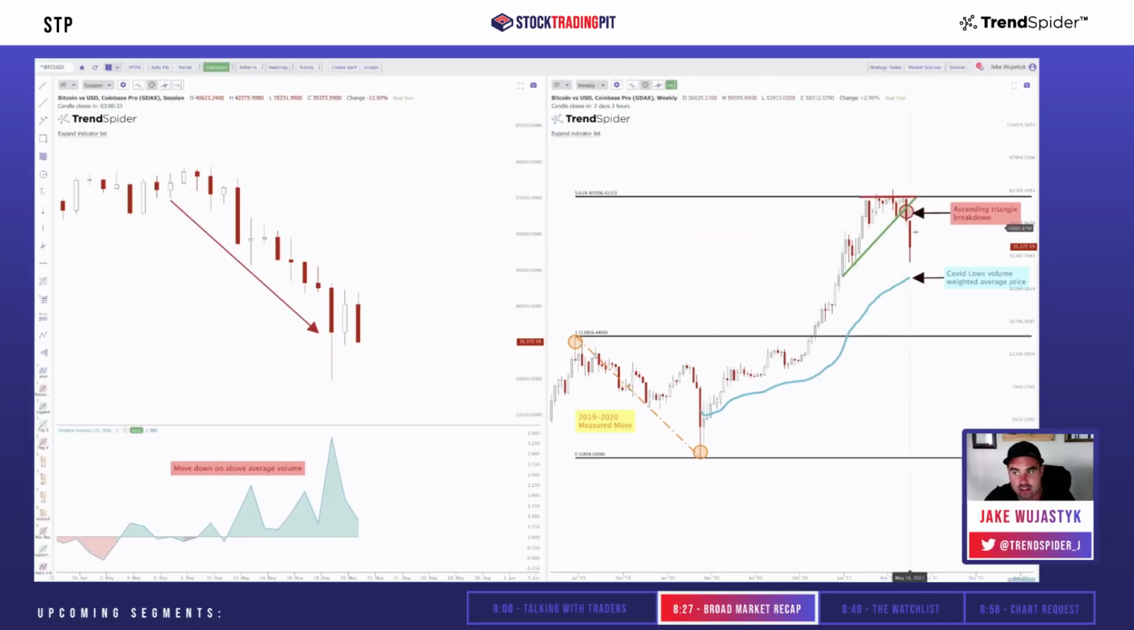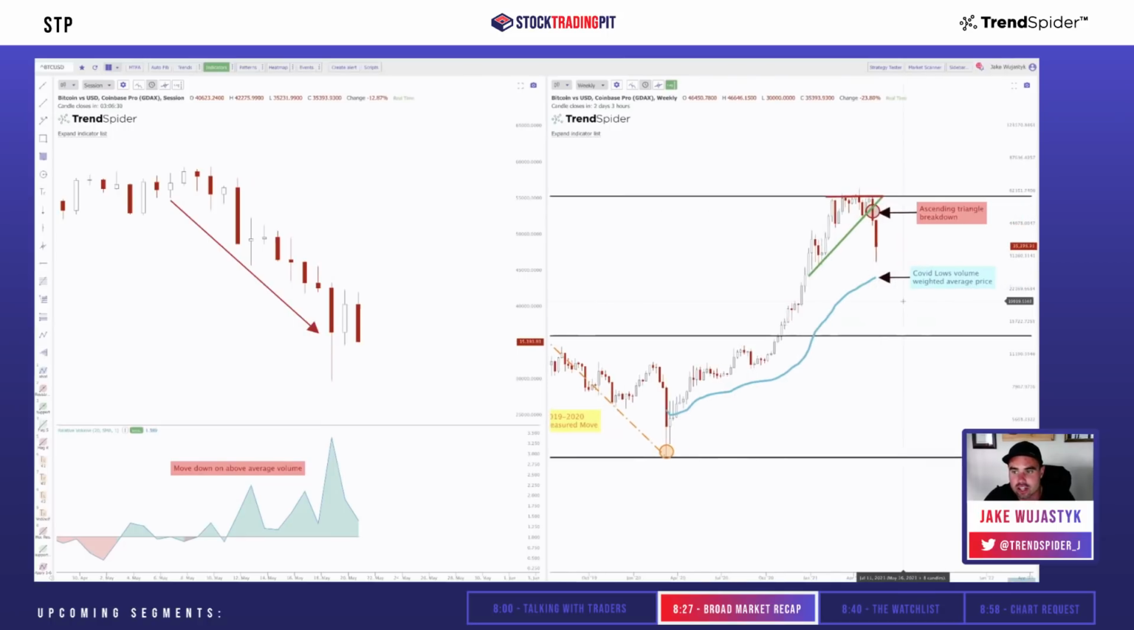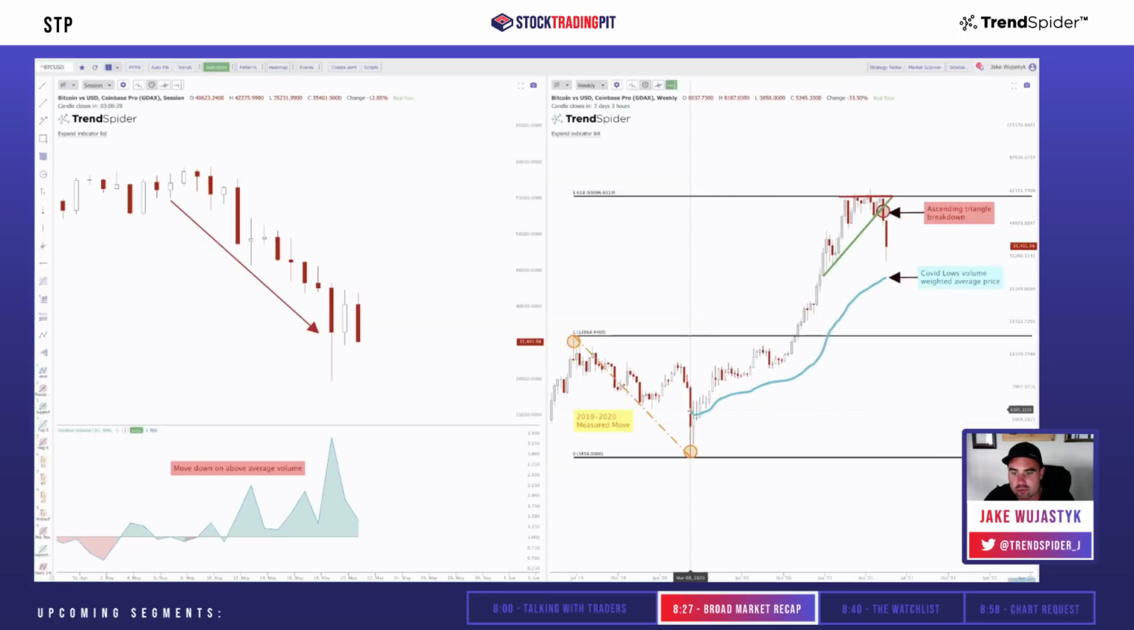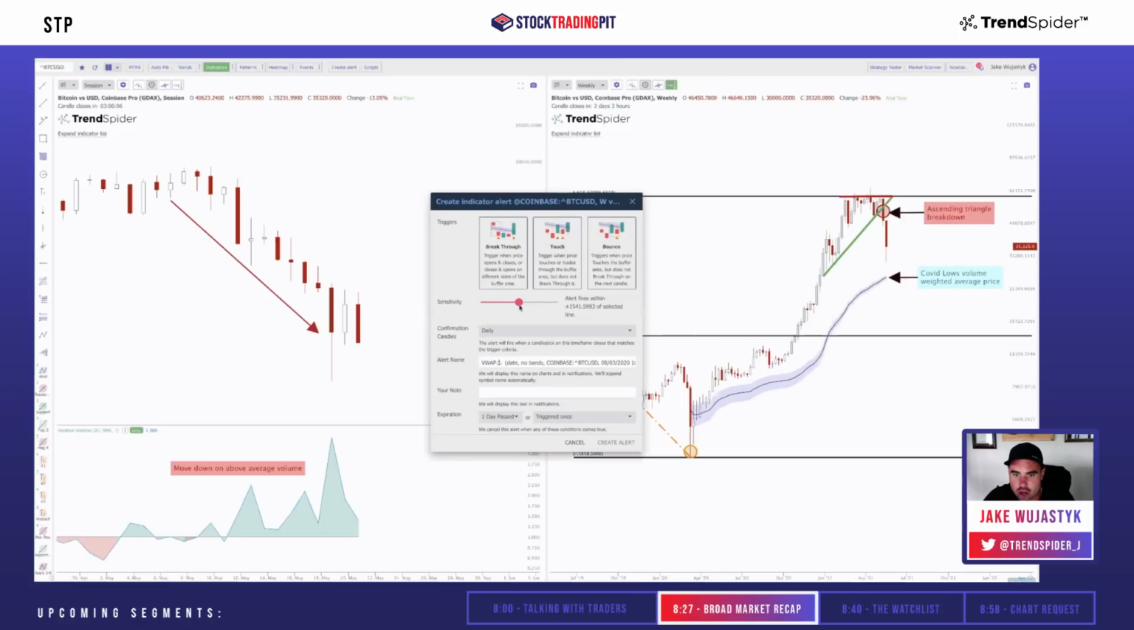We continued down and really flushed. And you can see here the levels below to watch would be this anchored VWAP from the COVID lows, let's say right around 25 to 26,000. There's too much volatility to even mention a couple hundred dollars. I would say you've got a $1,000 range here. So if you did want to create an alert on this lower VWAP from the COVID lows, right click, create an alert, and you can go all the way to honestly $3,200 around this area.